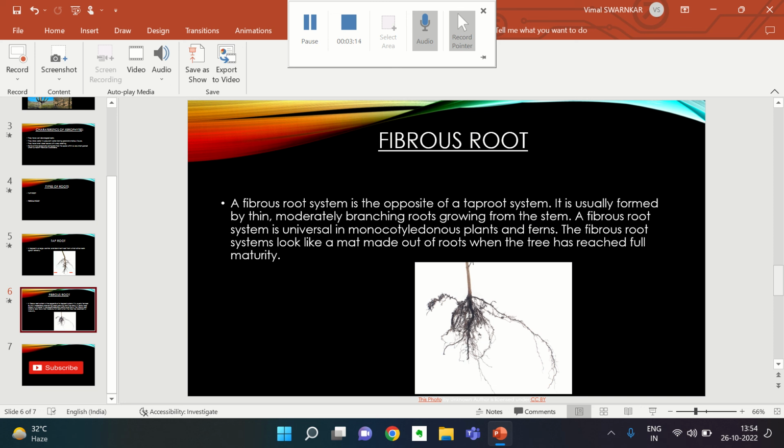For example, if you look at, let's say, a tree of mango or neem, you will find that it has a taproot system. However, if you're going for, let's say, groundnut or any shrubs or maybe grass, you will find the fibrous root.